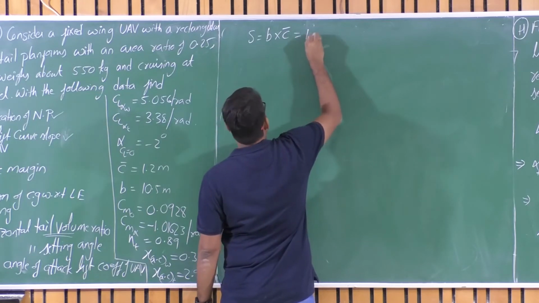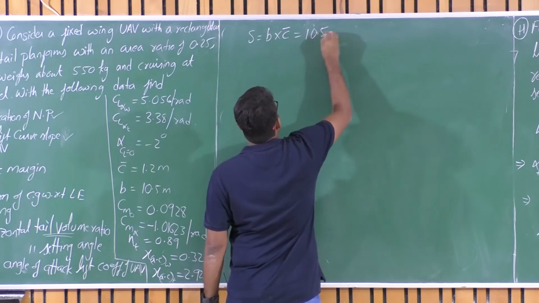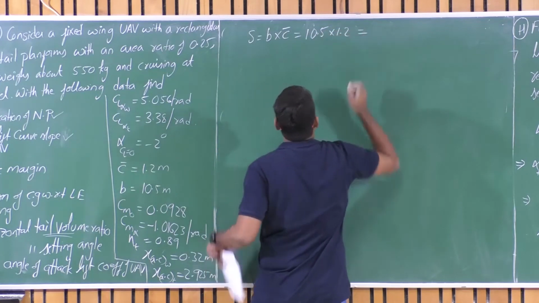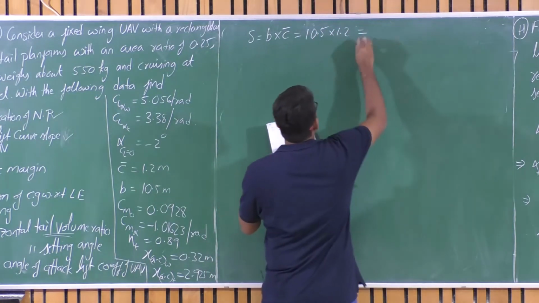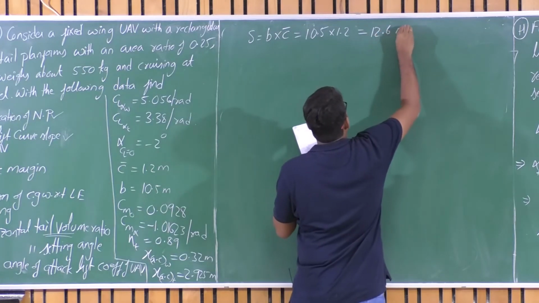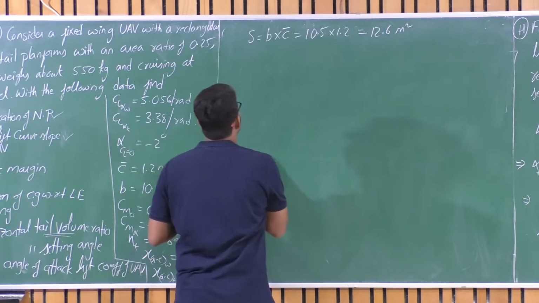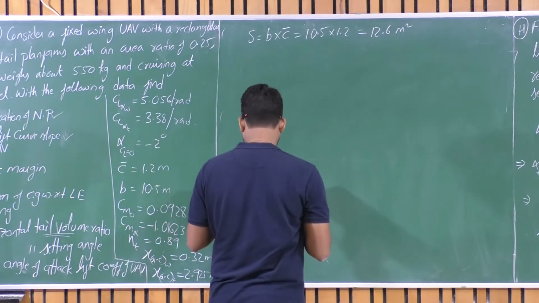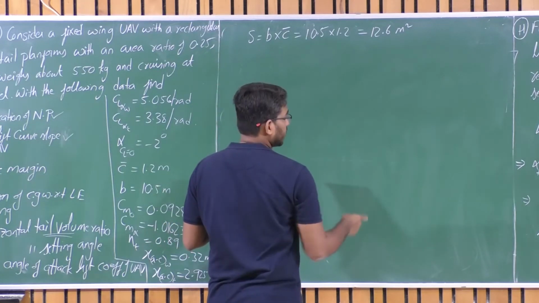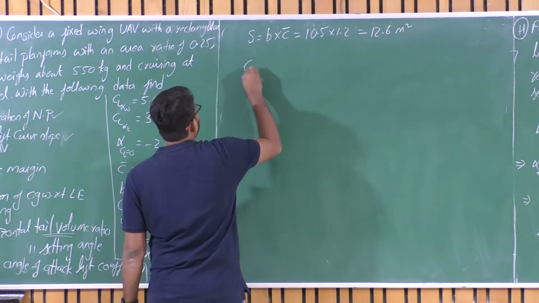So this is 10.5 multiplied by 1.2, which is 12.6 meter square. Okay, 12.6 meter square. And then we have the area. Now we need to find out CL, right?